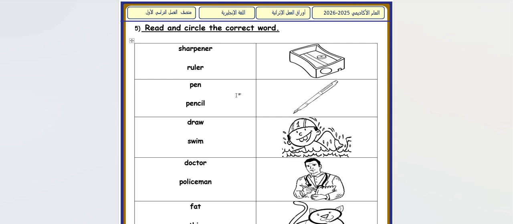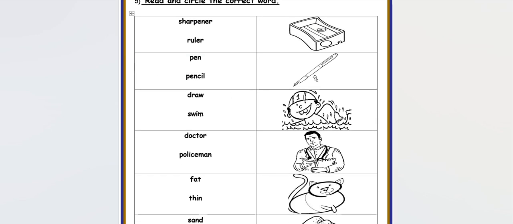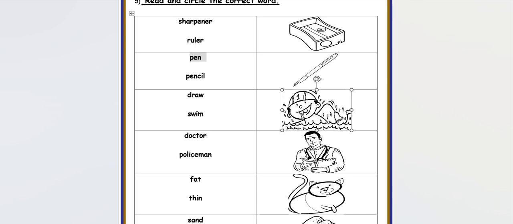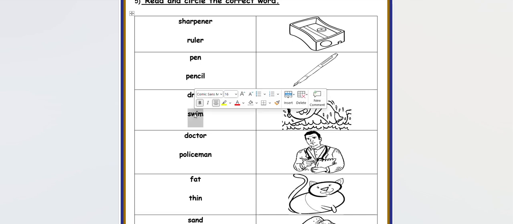Okay, the next picture. Is this a pencil or a pen? As we can see, it's a pen. So we put a circle around pen. Next question. What is he doing? Is he drawing or swimming? What we can see here, of course, he's swimming. So we put a circle around swim.